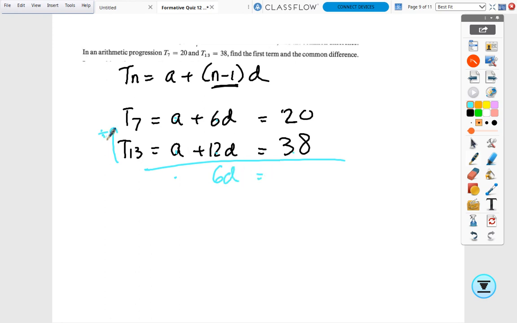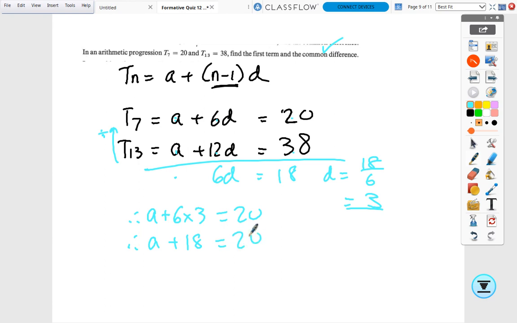38 minus 20 is 18. So D equals 18 over 6, so D equals 3. So I've found the common difference. And then I know that A plus 6 times 3 equals 20. A plus 18 equals 20, so A equals 2, and I found the first term. So we're just using that formula, and then you just get simple equations, you subtract.